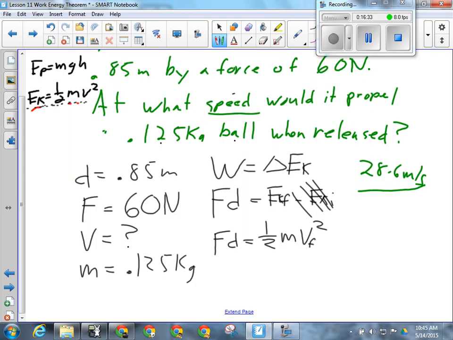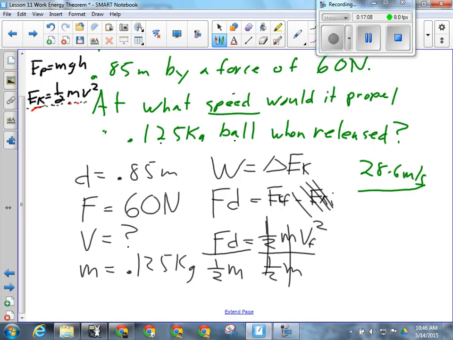I'm trying to find VF. So I need to get it by itself. So now I got to follow the rules of algebra. If I want to move something, I do the opposite. I want to leave VF where it is. I want to move other things. How do I move the 1/2 and the m away? Divide them, right, because they're all being multiplied here. All right, so I divide them over to this side. All right, so force times distance divided by 1/2 the mass equals VF squared.